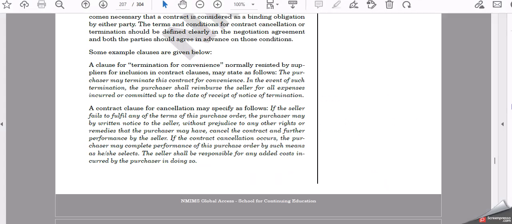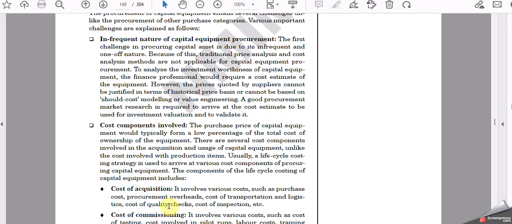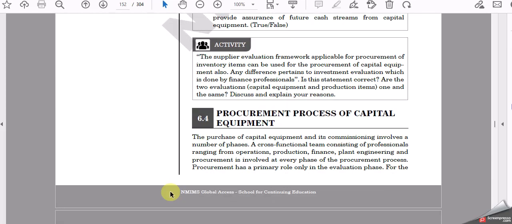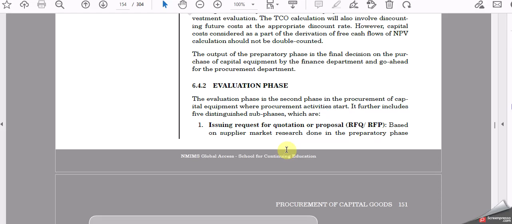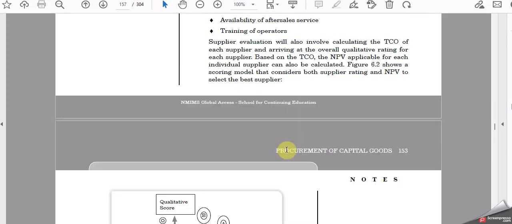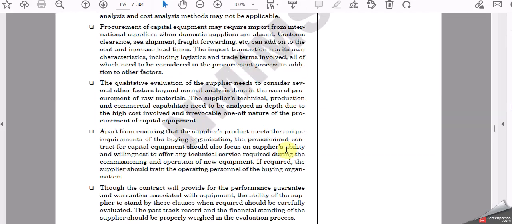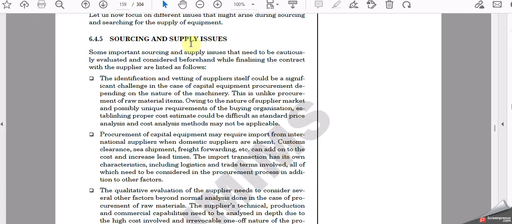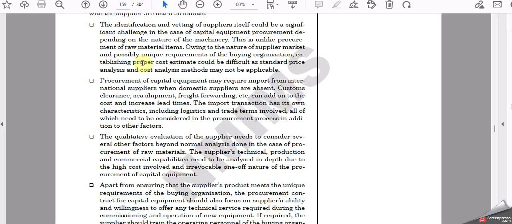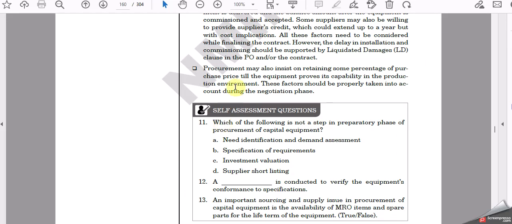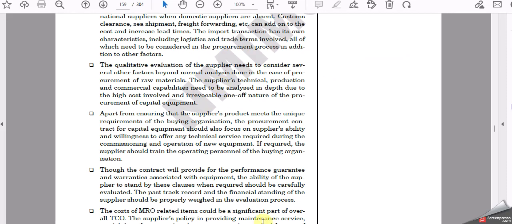149 is the page number. Let us see. 149 is for capital assets. These are the challenges you can see here. And going to equipment, this is the process of capital equipment. Here you have phase 4, the execution phase. After this you have sourcing and supply issues. So you can get a little more information here for the challenges part of it. Okay, so in this question you can easily go ahead with the 500 words.